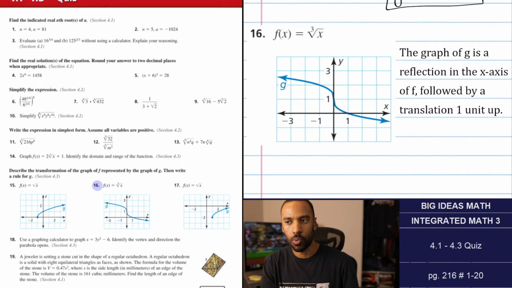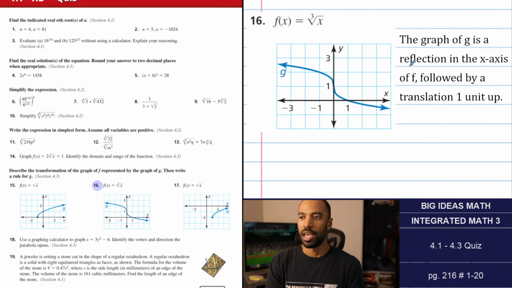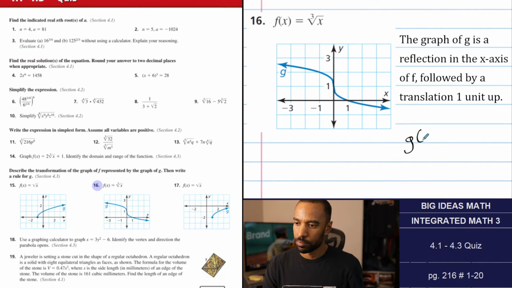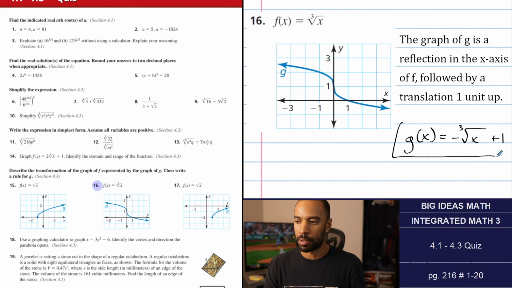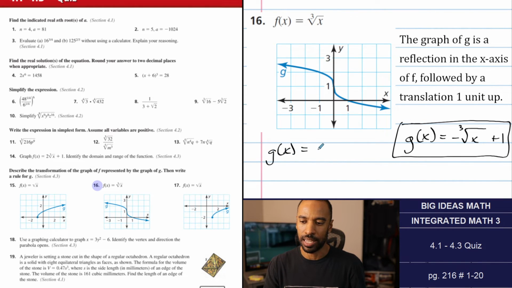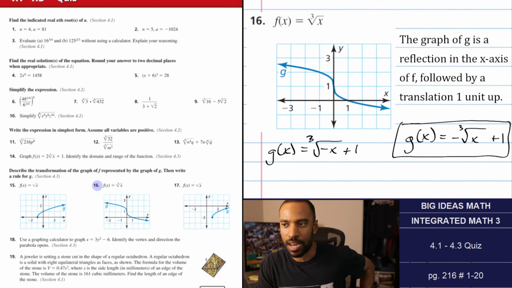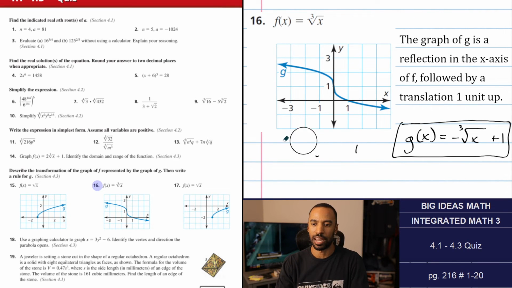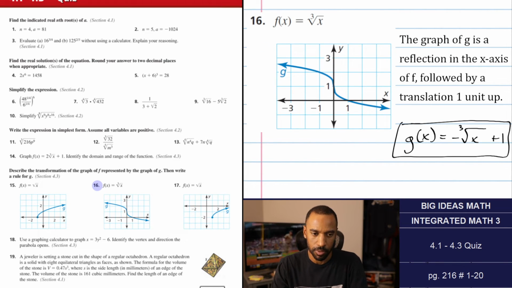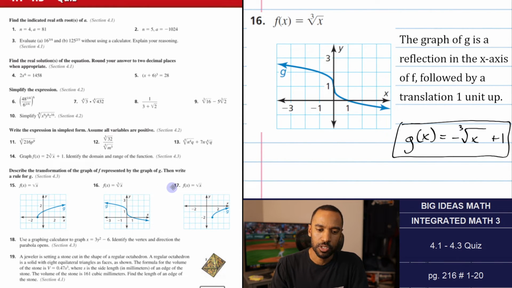That's not true for square root functions. That is true for cube root functions. Now, as far as my answer goes, I would be putting negative cube root of x like that, and then plus 1 to go 1 unit up. If you did a reflection in the y-axis, I guess technically you'd be writing it like this, cube root of negative x plus 1, and that is still fine. You can also factor that negative 1 out and then take its cube root and get the negative 1 that I have. That is completely acceptable. I prefer that.